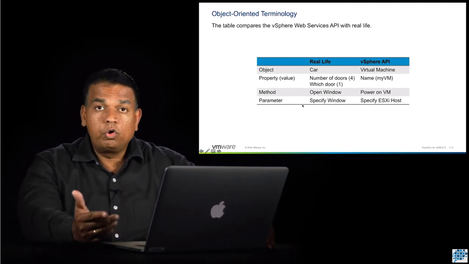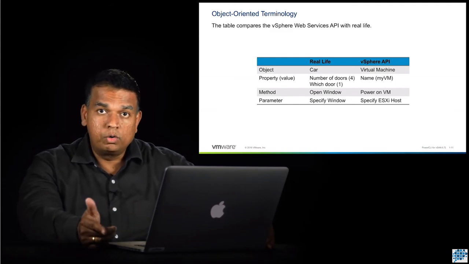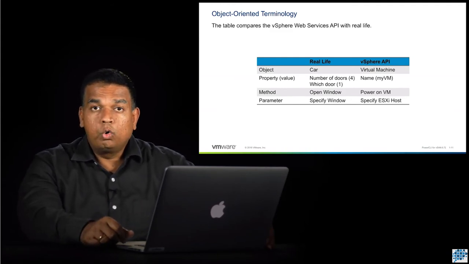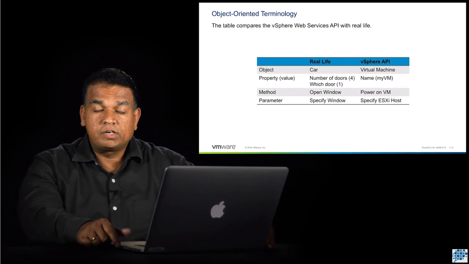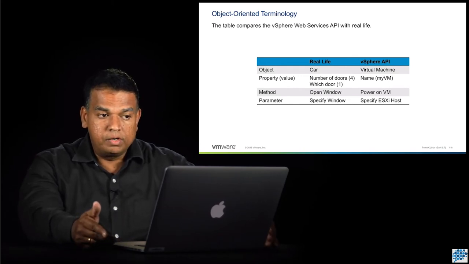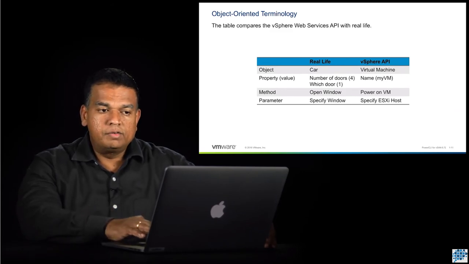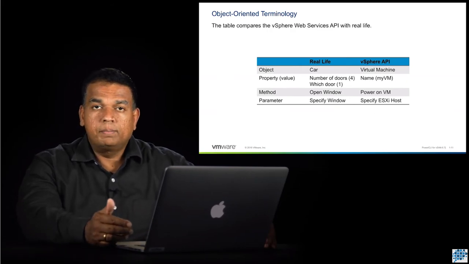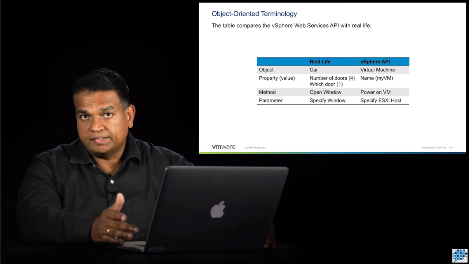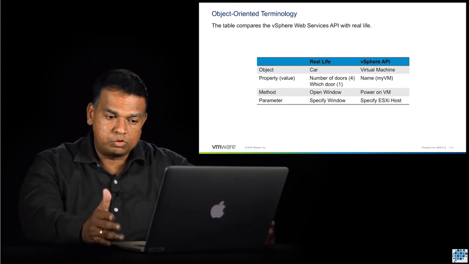When you invoke a method, or when we try to do something to an object, we need to specify a parameter. For example, when you say open a window, you need to specify a parameter, such as open the rear window, or open the left side rear door. These are called parameters, which point to a particular component of that object. In the vSphere API, if you say put a host in maintenance mode, then the parameter would be the name of that particular ESXi host. So let's say, put ESXi host 3 under maintenance mode. That is called a parameter.